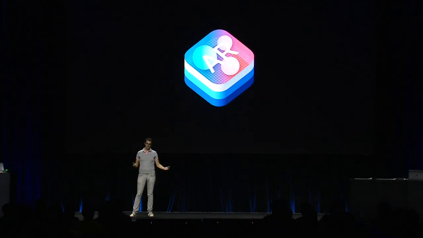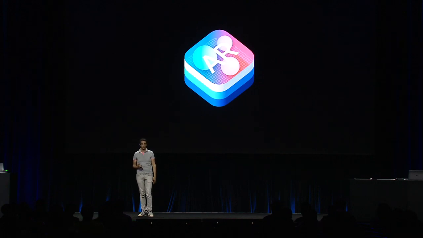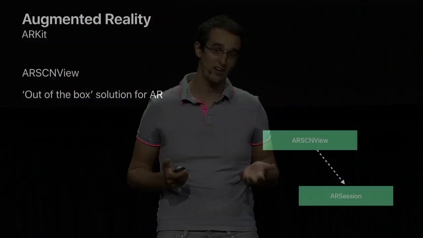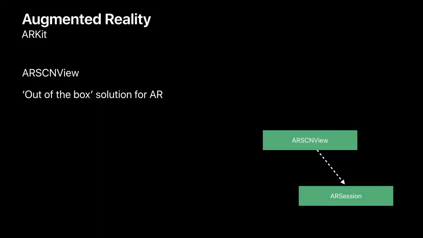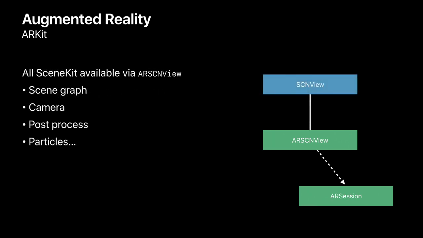So you have all seen the introduction of ARKit on Monday during the keynote and State of the Union. And you may have noticed that ARKit provides an AR SCN view that provides an easy solution for AR that just works out of the box. In fact, the AR SCN view is a subclass of SCN view. That means that you have full access to SceneKit via ARKit. You have access to the scene graph. You can add post-processes, particles, physics, force fields, custom shaders if you want. You can do basically everything.